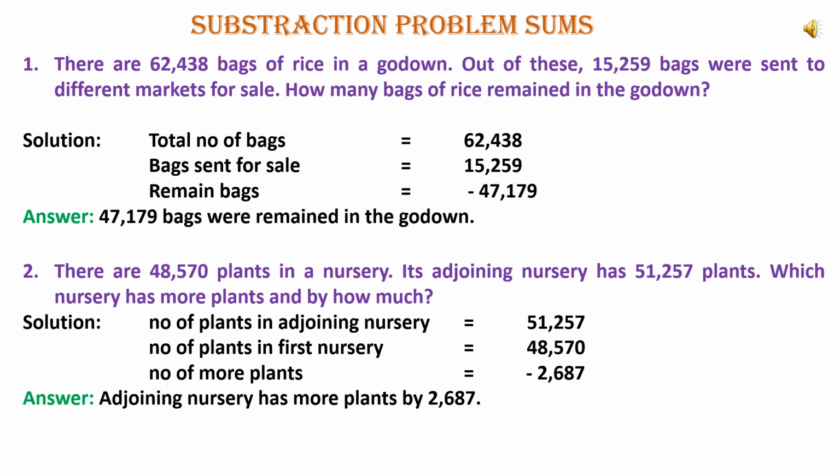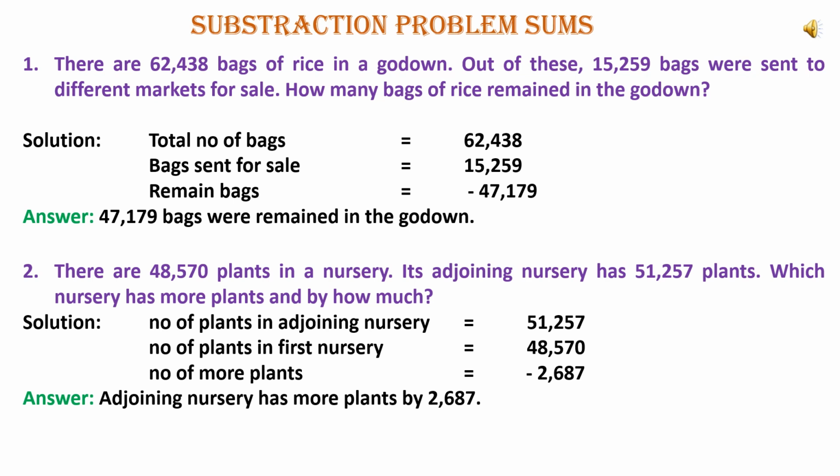My dear students, these all are the problem sums of subtraction. Your first question is: 62,438 bags of rice in a godown. Out of these, 15,259 bags were sent to different markets for selling. How many bags of rice remain in the godown? So first you write the total number of bags and then bags sent for the sale. You subtract it and then you will get the answer. And your answer is here 47,179. So write down 47,179 bags were remain in the godown.